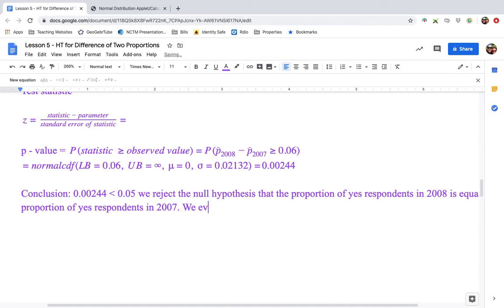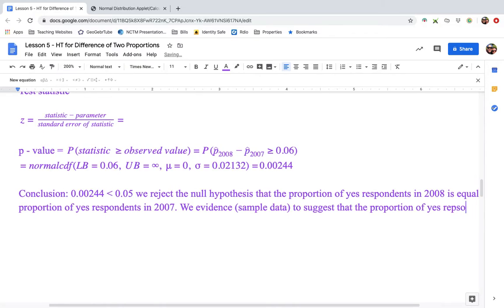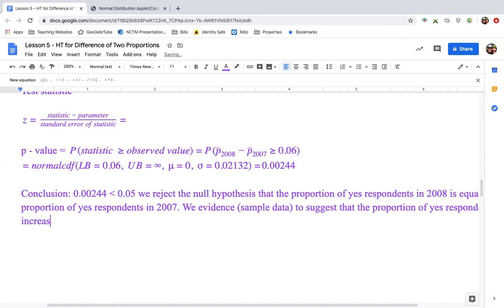We have evidence, which is your sample data, to suggest that the proportion of yes respondents has increased, which is your alternative hypothesis, over the year. Okay, so that is our conclusion.